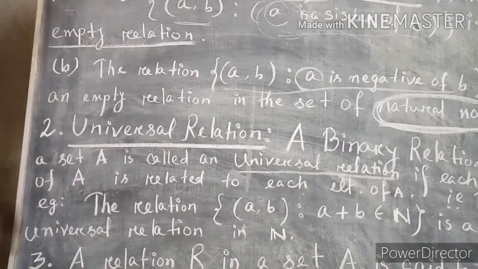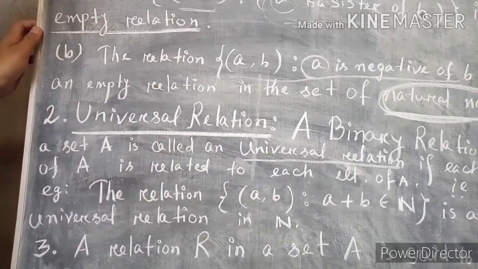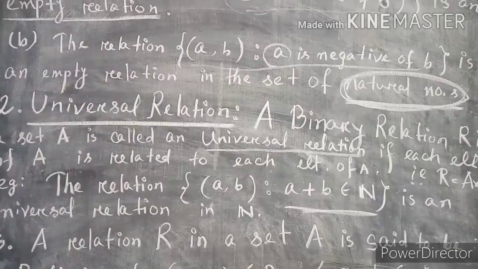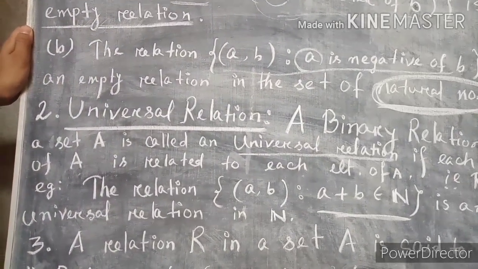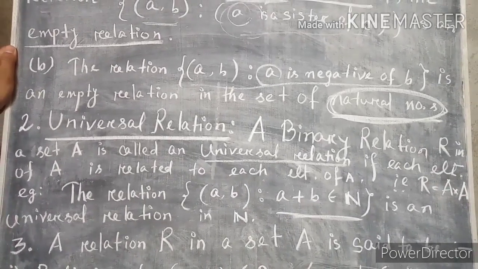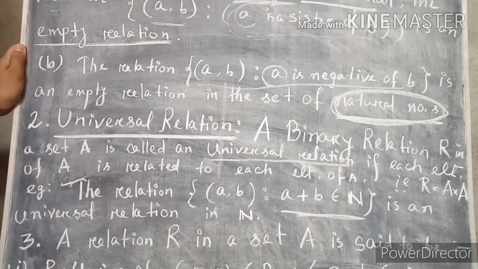Here is the example: the relation, the ordered pair (a, b) such that a plus b belongs to N, is a universal relation in N. This is very obvious because the sum of two natural numbers is also a natural number. Hence, this relation is an example of a universal relation.